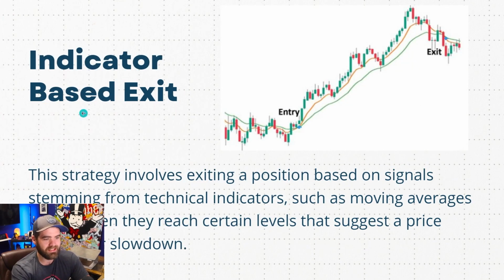Another one here is an indicator-based exit. I do this one as well. This strategy involves exiting a position based on signals from technical indicators like moving average lines, RSI lines, maybe even the MACD line. You guys can see this is an example up here. So the entry, maybe you'll just keep your stop loss just below the green moving average line, whether that's the 200-day or 90. As the stock sells off like it did up here, you will exit that position on that first initial dip down to prevent losses. This is a really good one too, and I really recommend it.